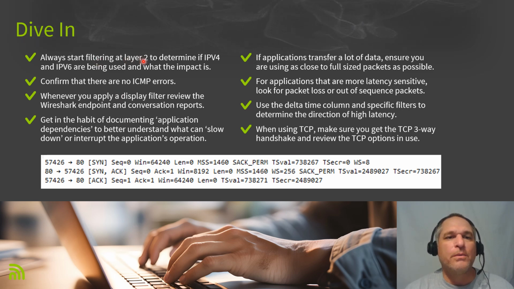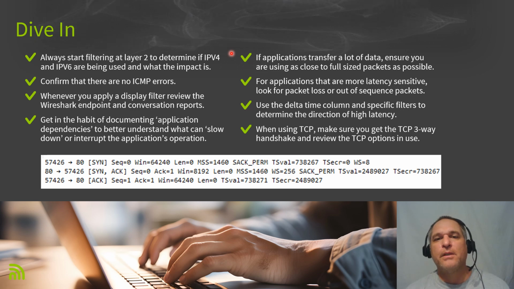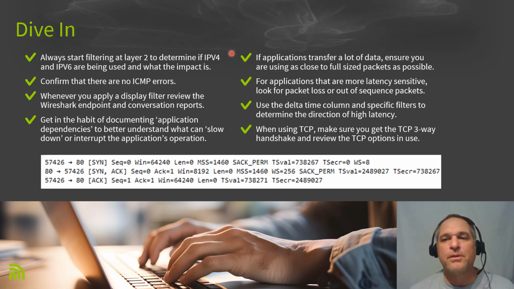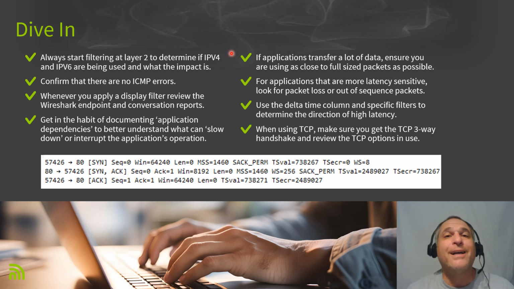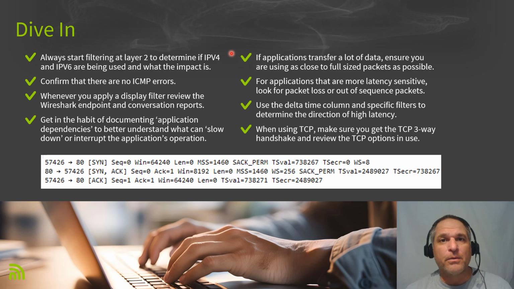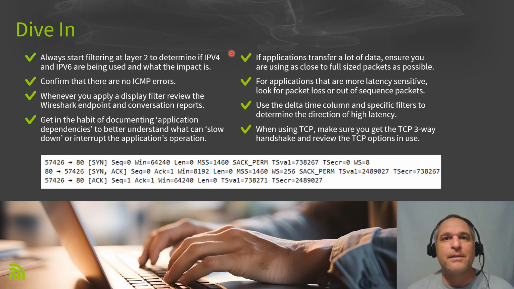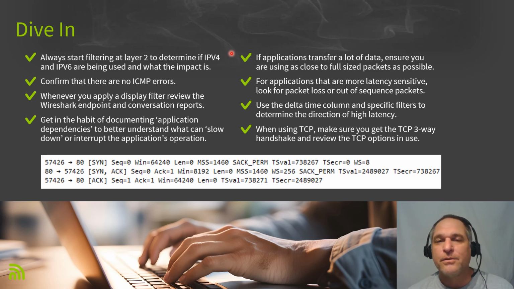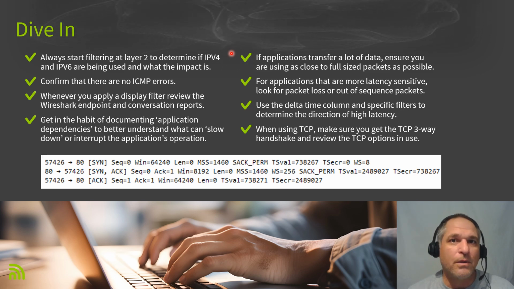There we are. So always start filtering at layer 2 to determine if IPv4 and IPv6 is being used and what that impact is. I cannot tell you how many applications I am actually working on, and they are using 6 and/or 4, maybe a combination of both. And the client had no idea. Why? Because the client has all the stuff enabled, and so did the server, so on and so on and so on. It chose to do so. So you got to know what that means.